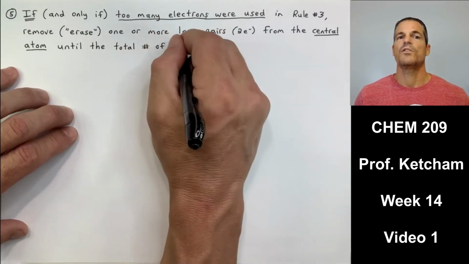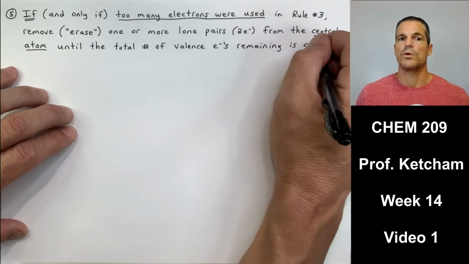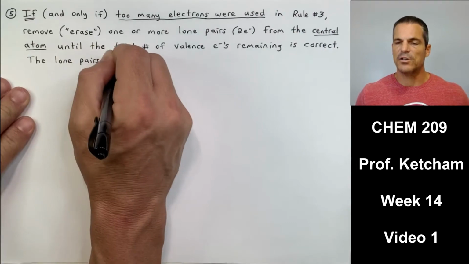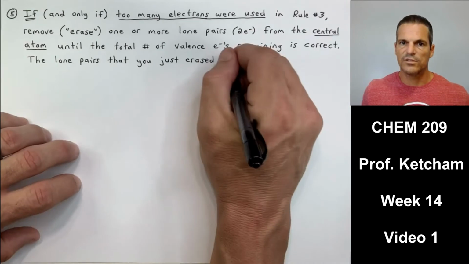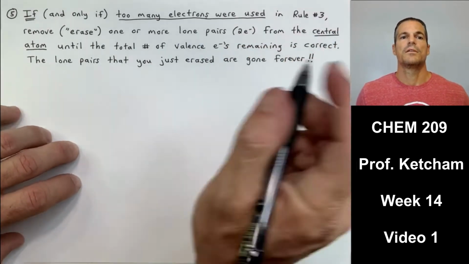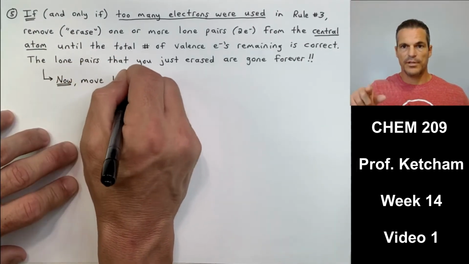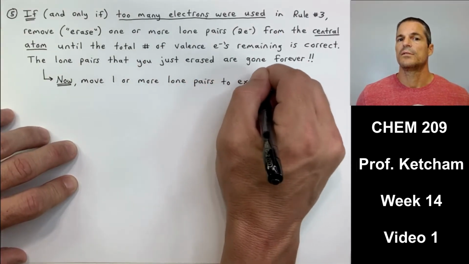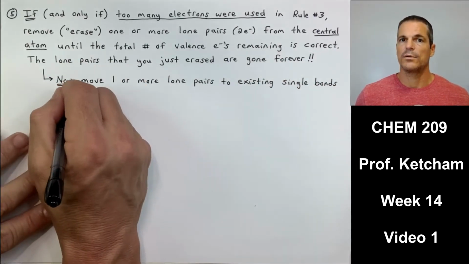Erased. So if and only if too many electrons were used in rule number 3, remove or erase one or more lone pairs, and the lone pair is 2 electrons, from the central atom. Central atom is the boss. He's the head honcho. He's the one who sacrifices the 2 electrons if we have 2 electrons too many. All right? So the lone pairs that you just erased are gone forever. And then it says there in the little bullet point, now move one or more lone pairs to existing single bonds to make double or triple bonds.